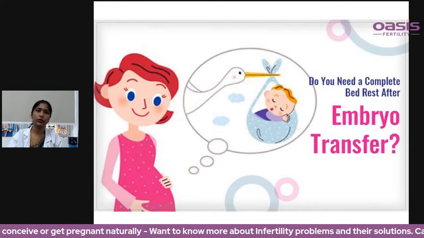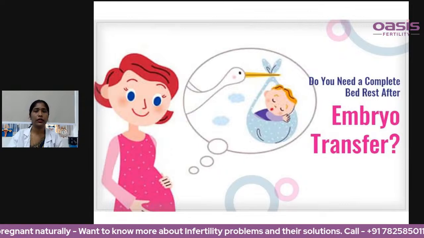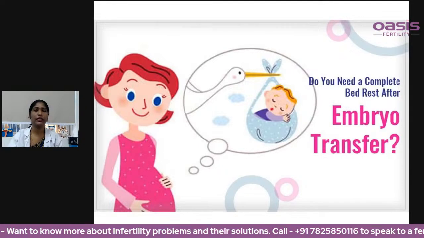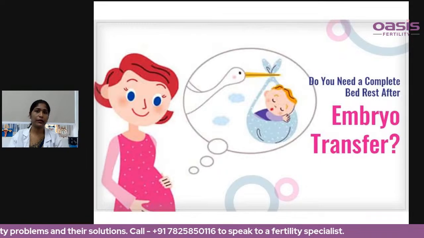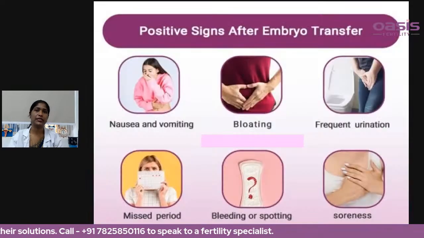The more mobile you are, the more active you are, the more normal lifestyle you lead, the more chances that you are going to have a pregnancy outcome, a positive pregnancy outcome.